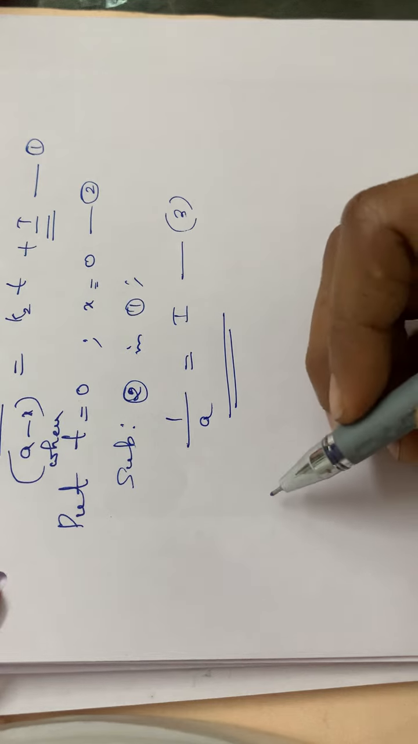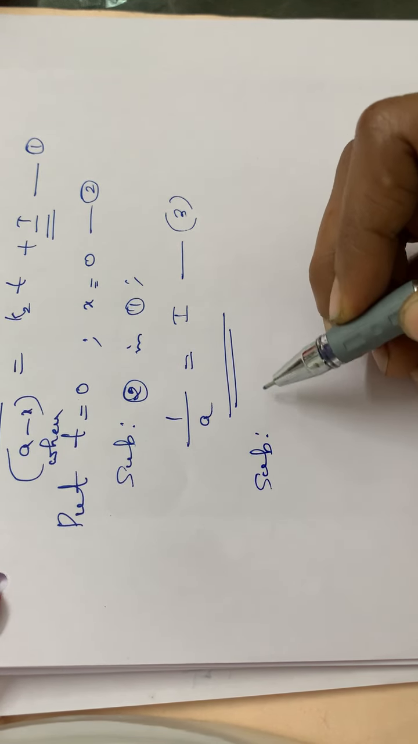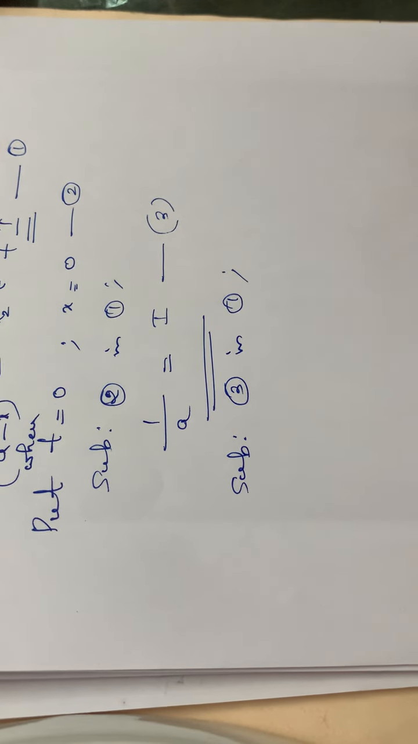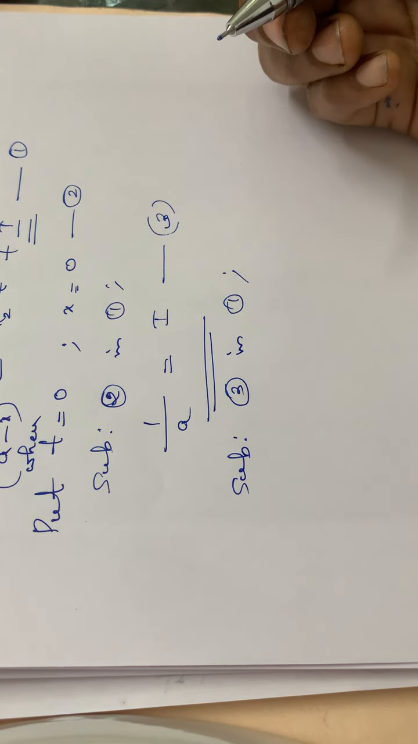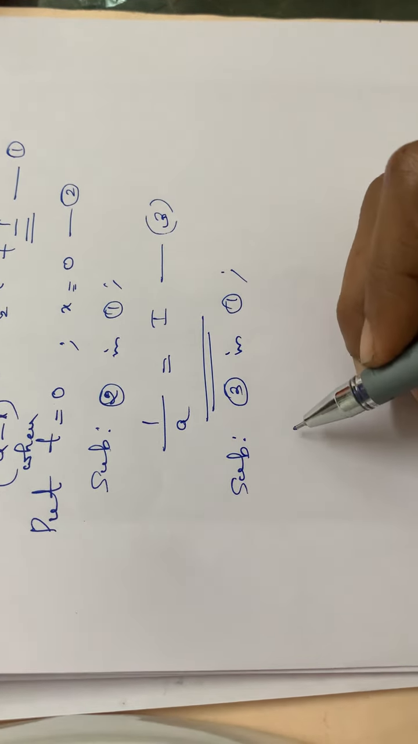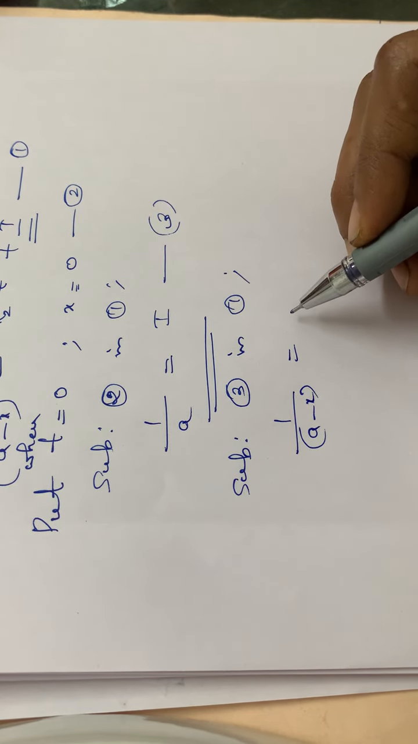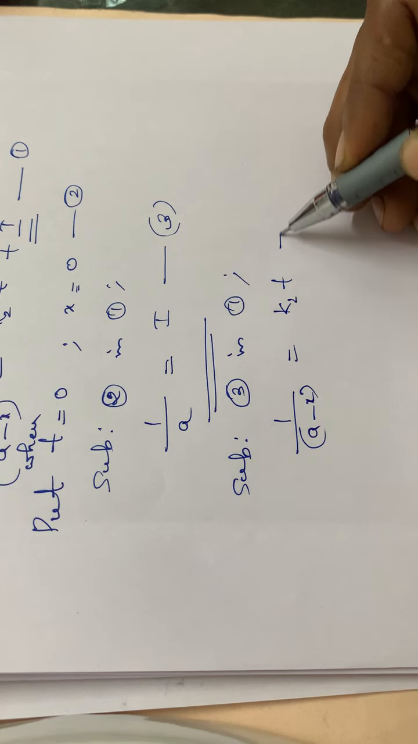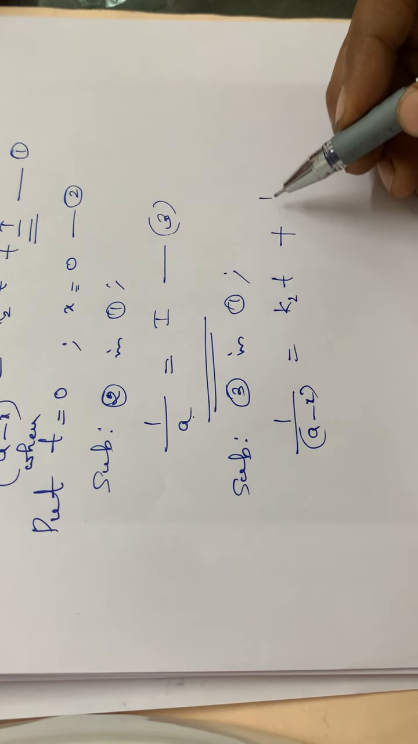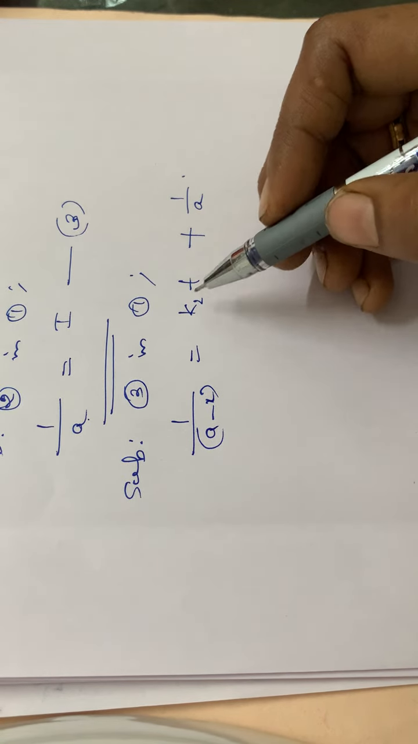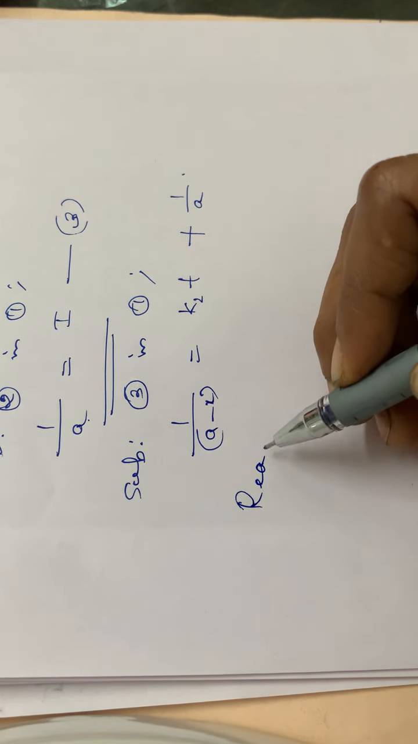Then what is the next step? Substitute equation 3 in equation 1. So we will have 1 by (A minus X) is equal to K2 into t plus, what about the value of I? I is equal to 1 by A. Then what is the next step? Rearranging this equation.